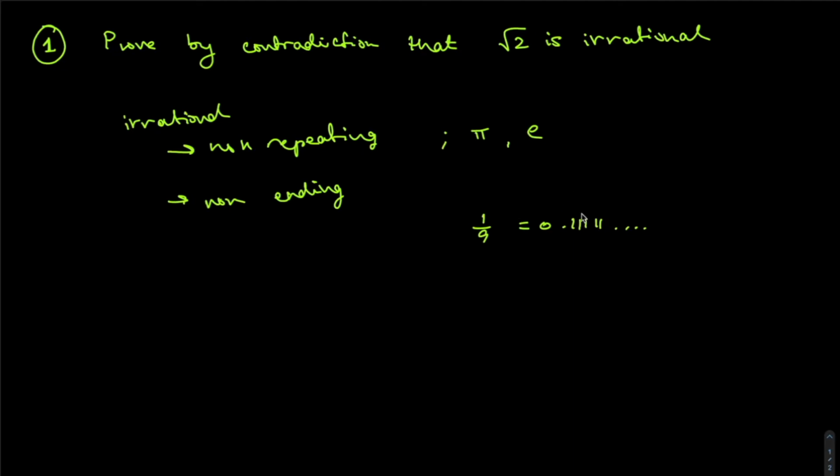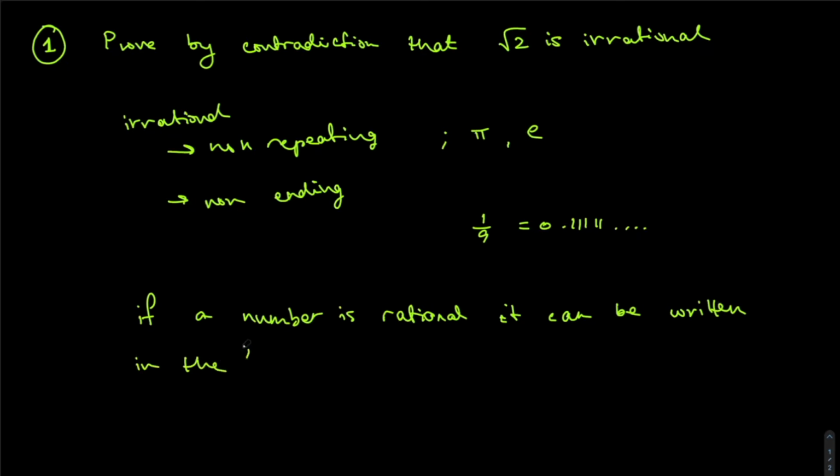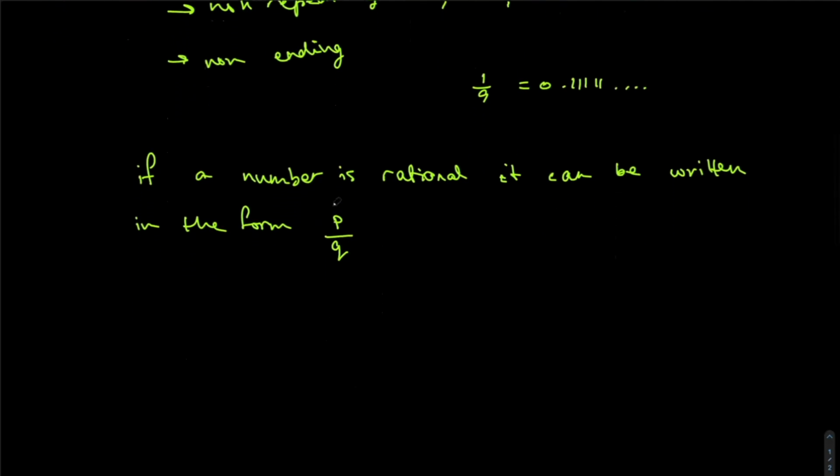Now let me bring this in. If a number is rational, it can be written in the form p by q, where this is a simplest fraction, and it cannot be simplified anymore.